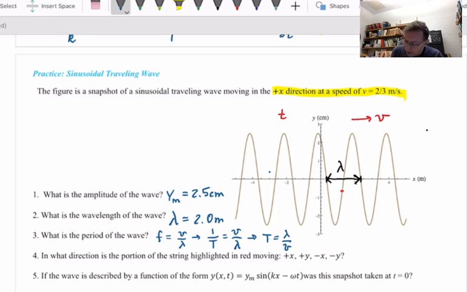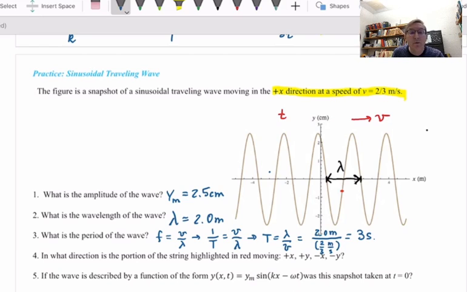And I think we know those things. We just found the wavelength, 2 meters, and we're told the speed of the wave is 2/3 meters per second, and that turns out then to be 3 seconds.